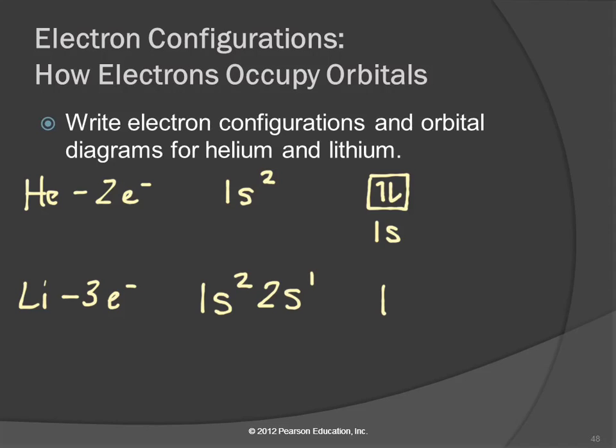So in the orbital diagram, there's the 1s, and here on the second floor is the 2s, and we're going to have 2 electrons in there, because they're going to double up and share to save money, and then we're going to have 1 here. Any questions?